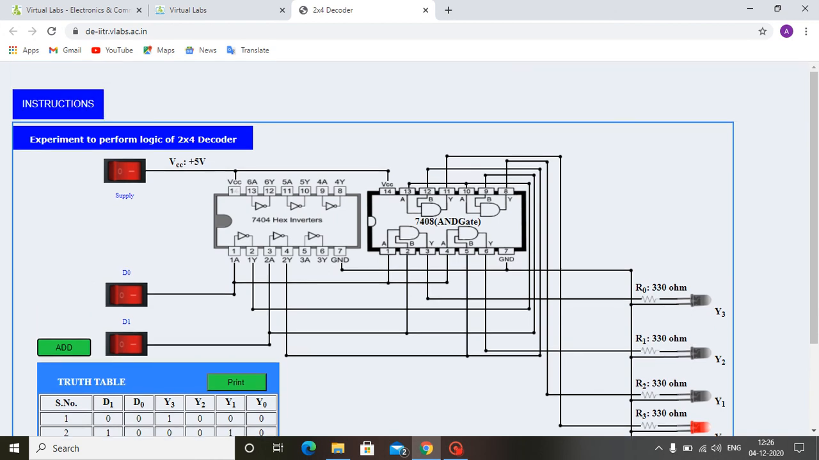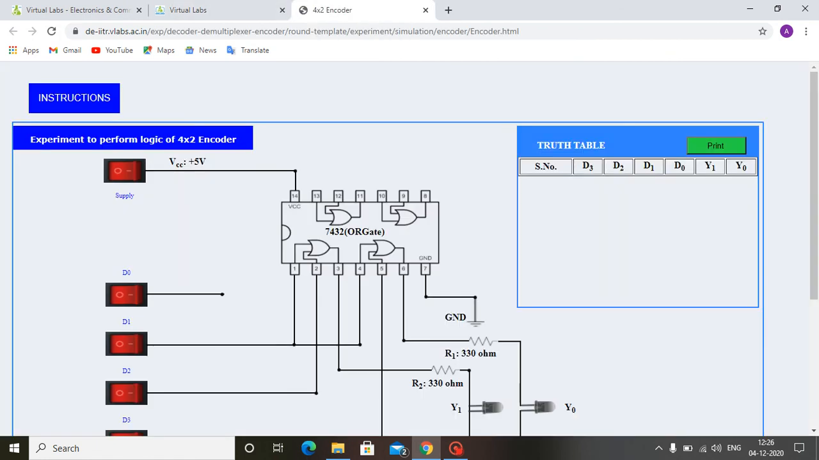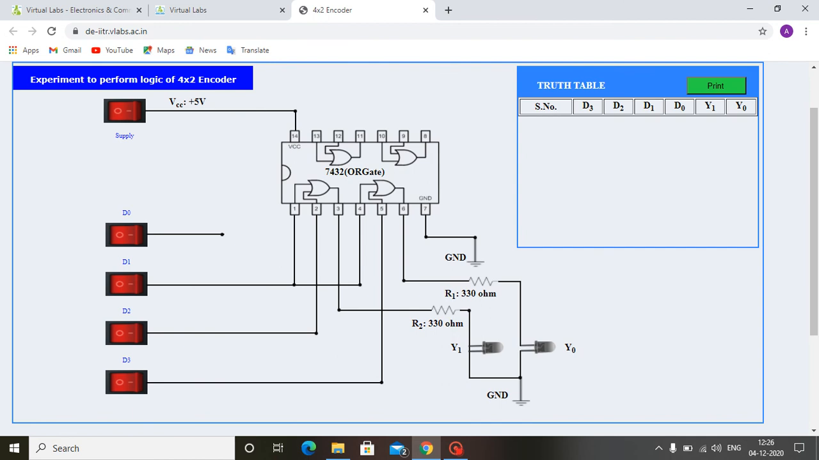Next we will see about the encoder. This is the encoder circuit diagram. This is 7432, that is OR gate. It is a 4 to 2 encoder. That means it will have 4 inputs, that is D0, D1, D2 and D3, and 2 outputs, that is Y0 and Y1. At first we have to give the supply voltage.